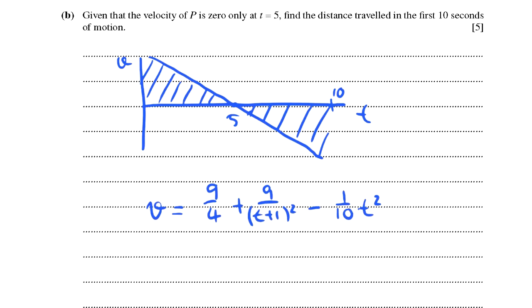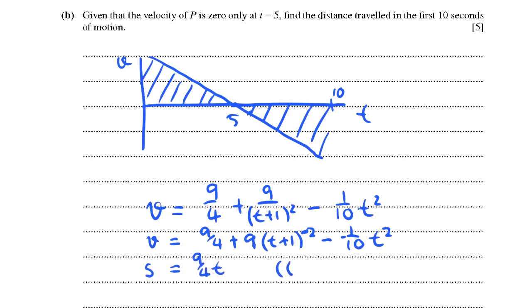Because we're integrating, we want to make that look maybe a little bit nicer. Oh, we're not going to make it look a whole lot nicer, just a little bit. 9 times (t plus 1) to the negative 2, minus 1 on 10 t squared. Okay, we definitely need the integration, so let's do displacement is equal to 9 on 4t.